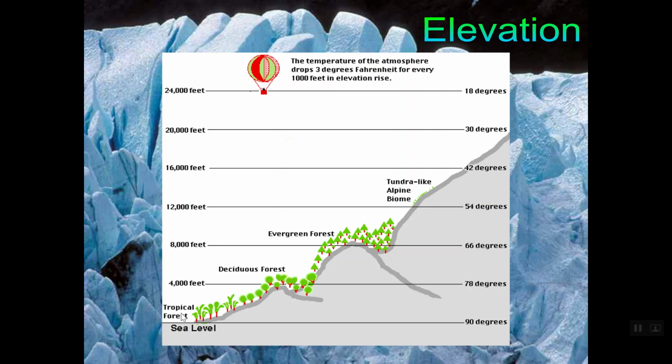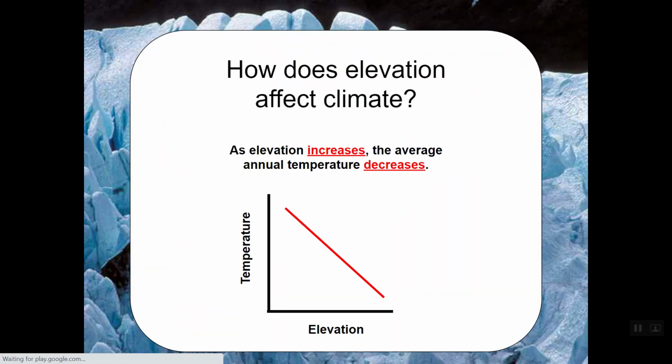For example, in a tropical forest, this happens in Hawaii, where you're literally at sea level, it might be 85 or 90 degrees as it shows here. You go up those volcanoes in Hawaii, 14,000 feet, and it'll be 40 degrees at the top and breezy. Huge difference in temperature. And that's because, again, the temperature of the atmosphere drops 3 degrees Fahrenheit for every 1,000 feet in elevation rise. So elevation definitely affects climate and weather.